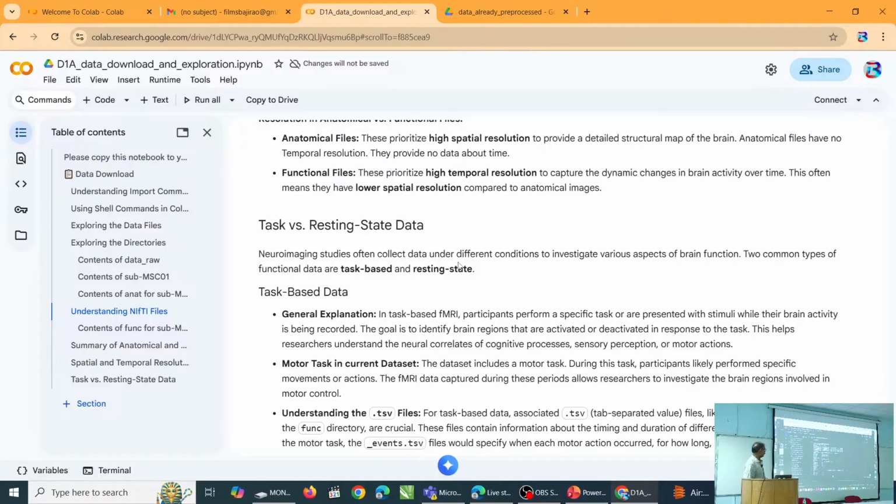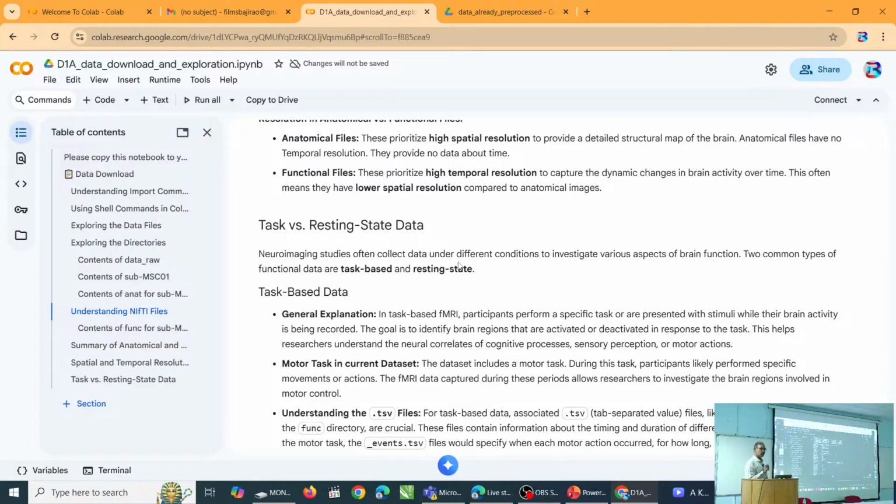So that is the dimension, and it's called the data shape. Then the spatial resolution, like the pixel dimension, is 0.8, 0.8, 0.8, right? So that means the spatial dimension is this much.